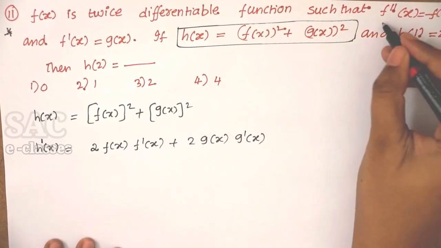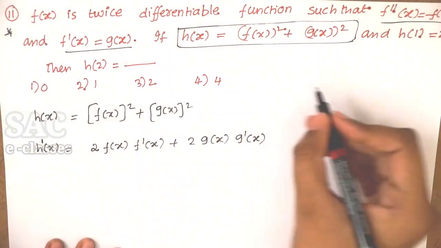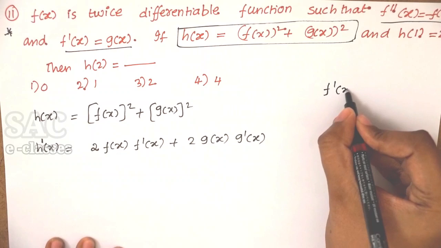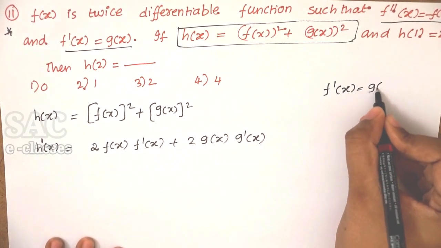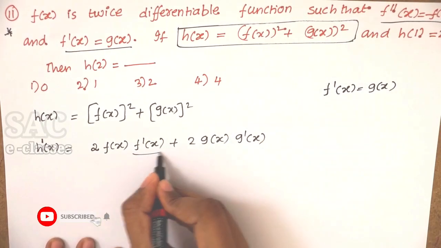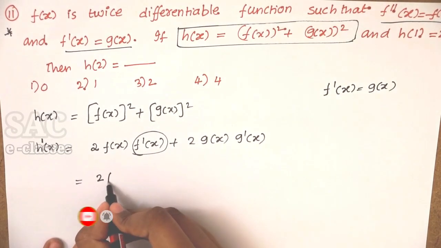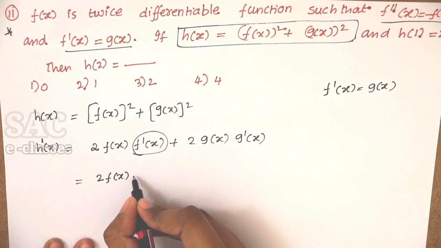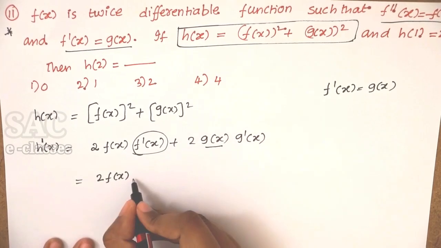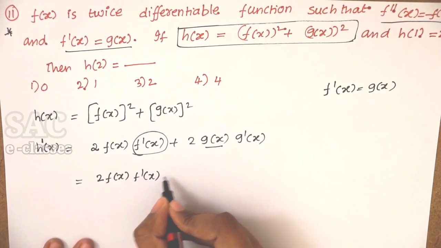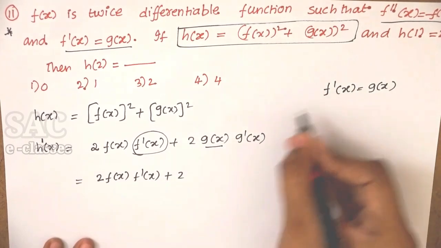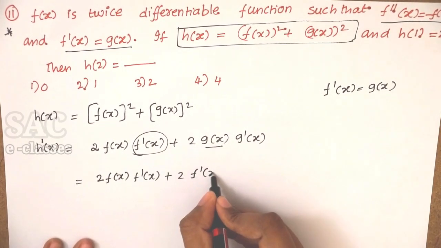But what is another condition they have given? Just look at it: f'(x) = g(x). Okay, now I can change this one as 2·f(x). Better to change this one. So f'(x) plus 2·g(x). Can I write it as f'(x)?